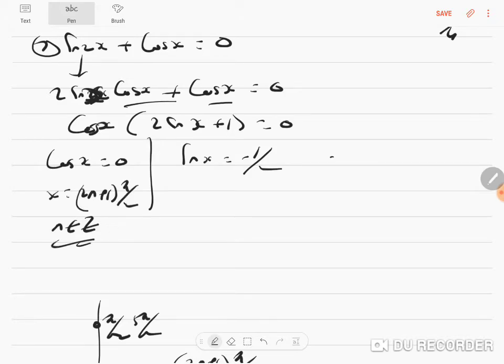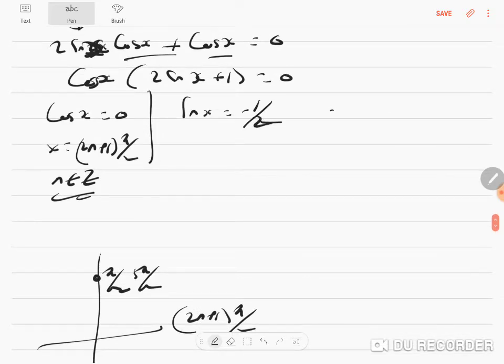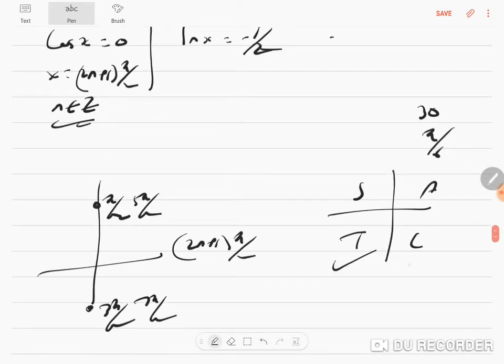Now for sin x is minus 1 by 2, where is sin 1 by 2? Sin 30 degree will be 1 by 2, which is pi by 6. It's negative. All school torture children, sin is negative in the third and the fourth quadrant. Third quadrant is pi plus pi by 6, which is 7 pi by 6. Fourth quadrant 2 pi minus pi by 6, which is 11 pi by 6. This is the first solution.